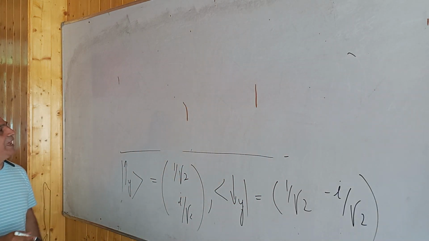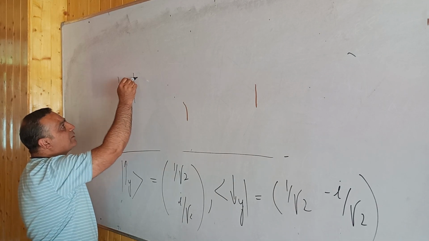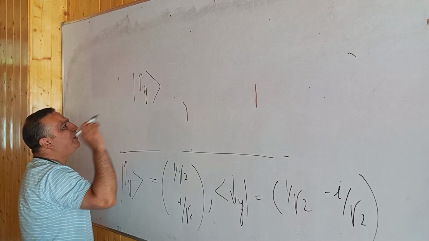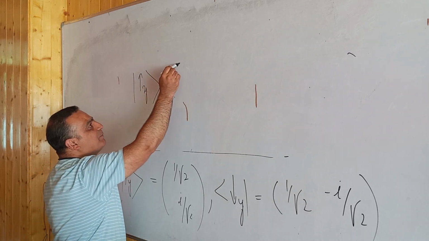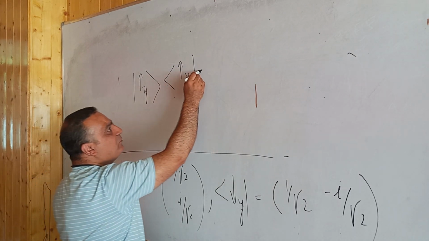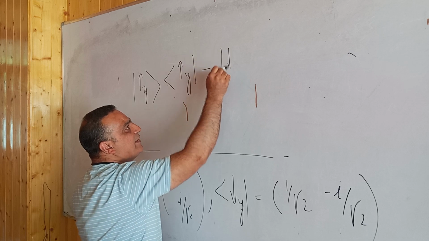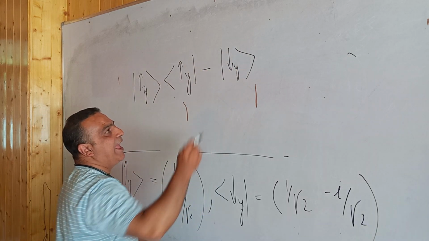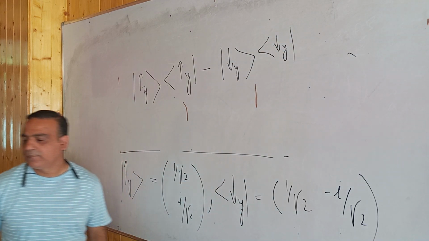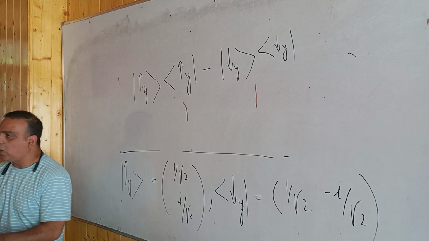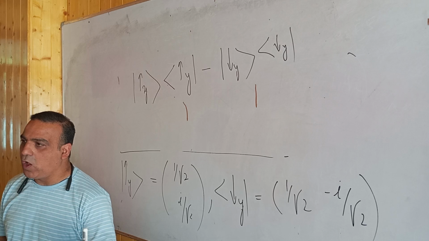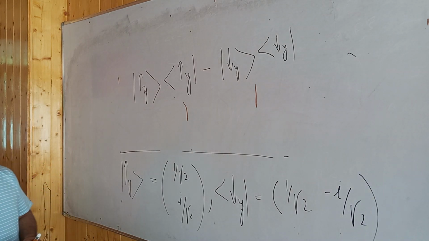So, what will I do? I'll take an outer product: sigma y is spin up y with spin up y, so this is your ket and this is your bra. And then you take minus, spin down y with spin down y. Is this clear? See, it's purely symmetrical. The way we resolved the spin along x, we are resolving it along y. Okay, now we can do it.